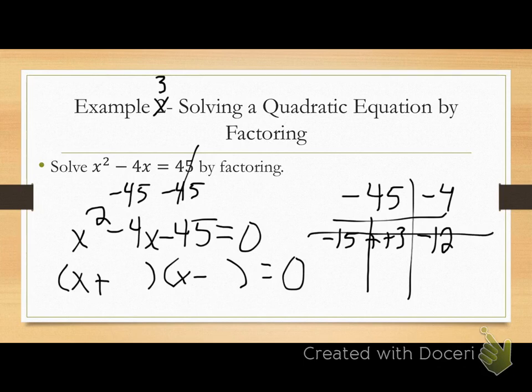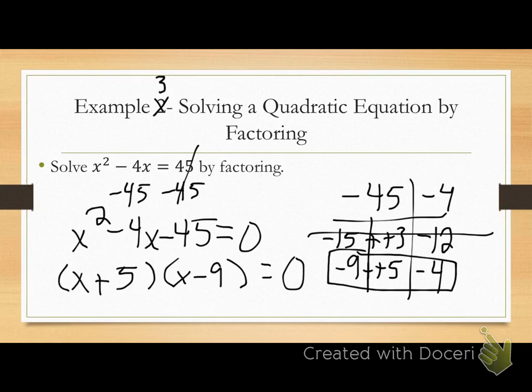Negative 9 and what? Positive 5. What's negative 9 plus 5? Negative 4. Is that what I'm wanting? Yep. Now pay attention to where you're putting your numbers. I get x plus what? Plus 5, because it's a positive 5 that I'm dealing with. X minus 9. Everyone okay with that? Have I now factored this completely?